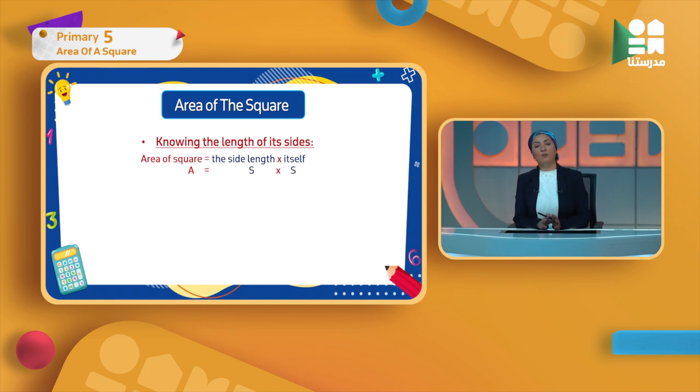لأنه إحنا اتفقنا إنه البارامتر دي ال outer lines بتاعت any shape. So ال outer distance بتاعت any shape. So here all the sides are equal and we have 4 sides. So it's S times 4.